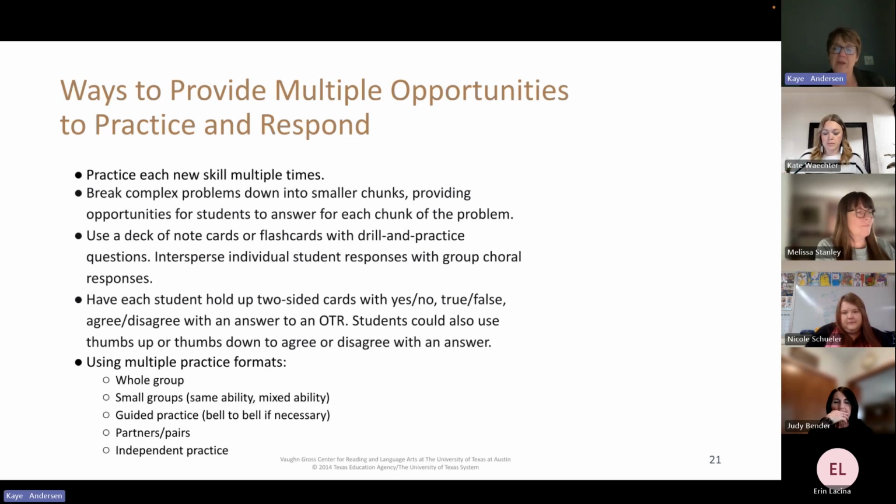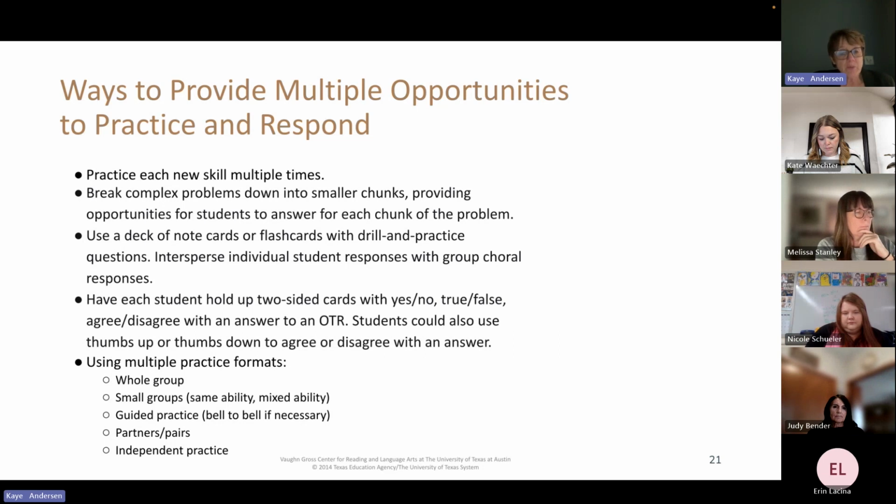If you have any type of pinch cards or response cards, you can have them answer yes or no that they agree with an answer. It's great to have non-examples in there so that you can have them agree or disagree with what's the right answer. You can have thumbs up, thumbs down. There's all kinds of ways you can do that physically.